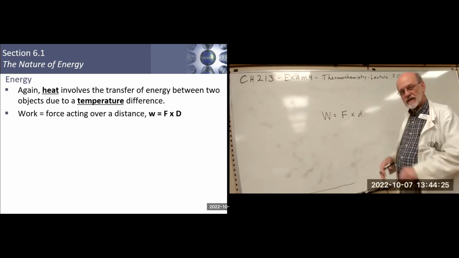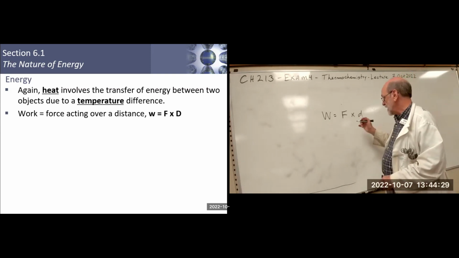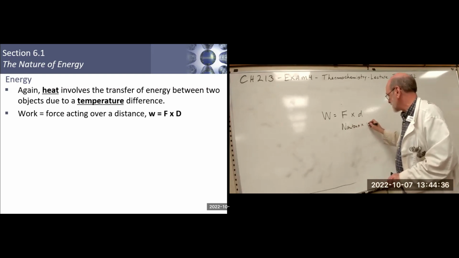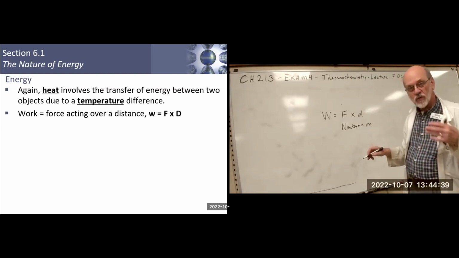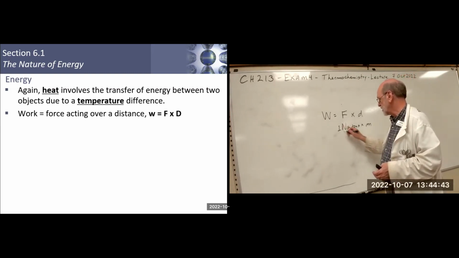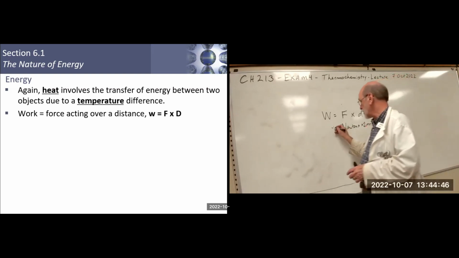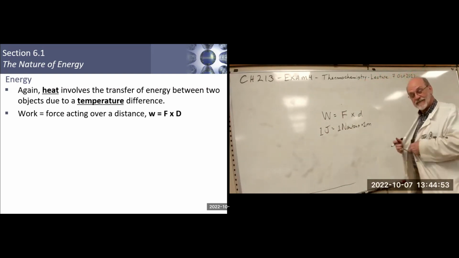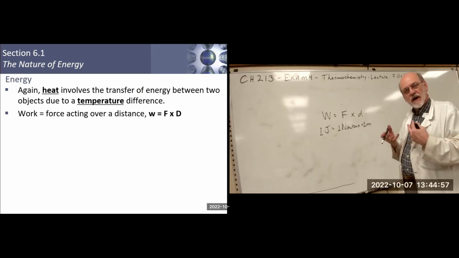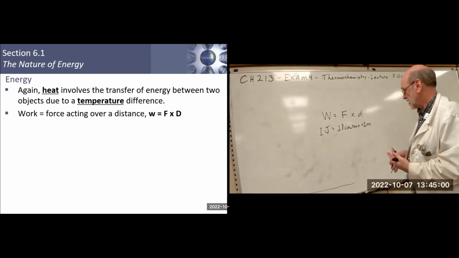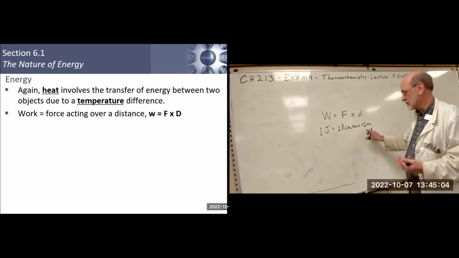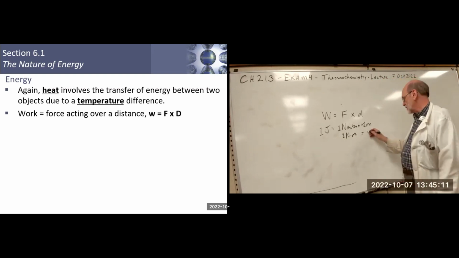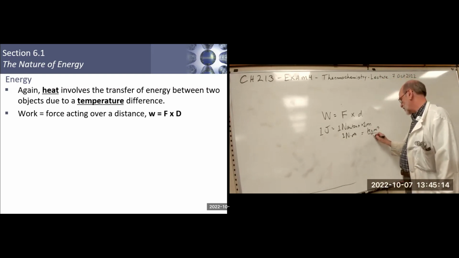But if I push on something and it goes a distance, then the force that I apply, in newtons, times the distance in meters, gives me a value for work. 1 Newton through 1 meter distance is equal to 1 joule. Okay, so now we're starting to build a repertory of conversion factors. Right, 1 joule equals 1 Newton meter. 1 Newton meter equals a joule, but it also equals a kilogram meter squared per second squared.